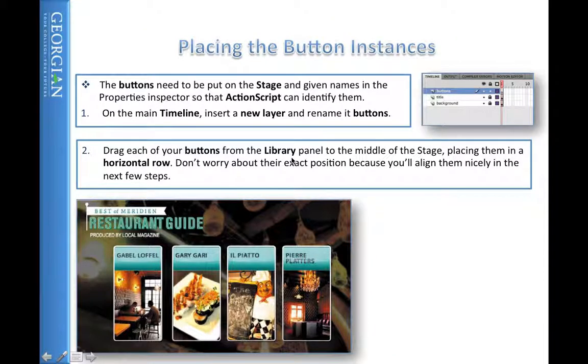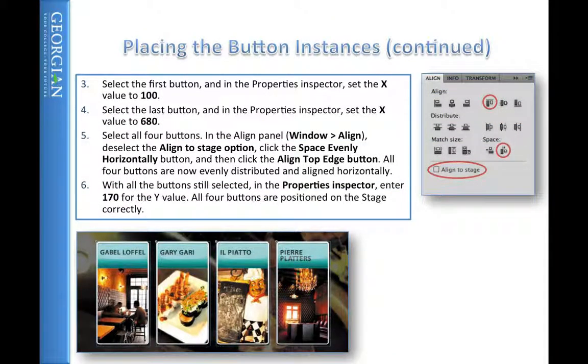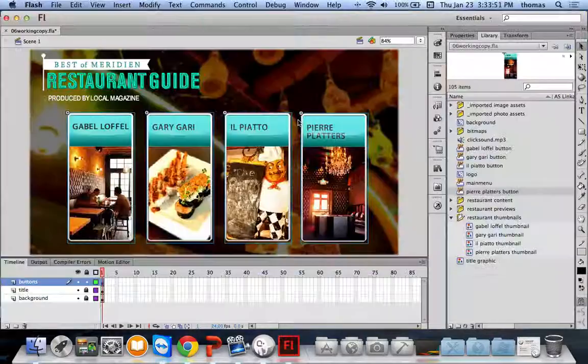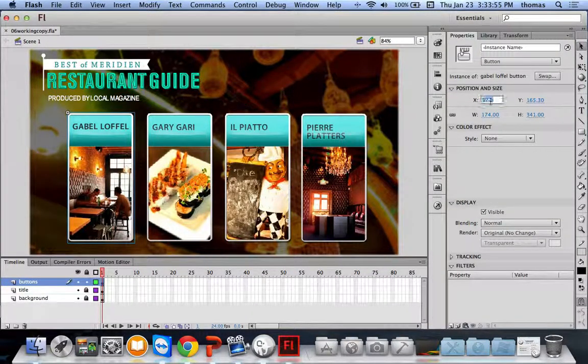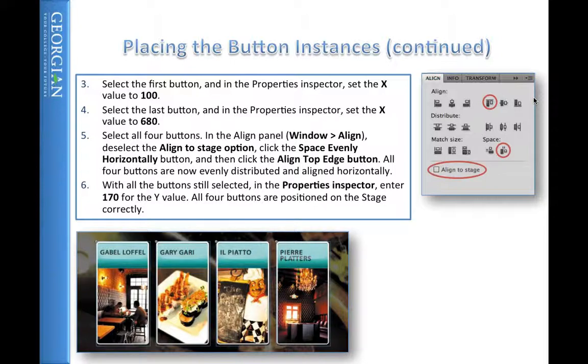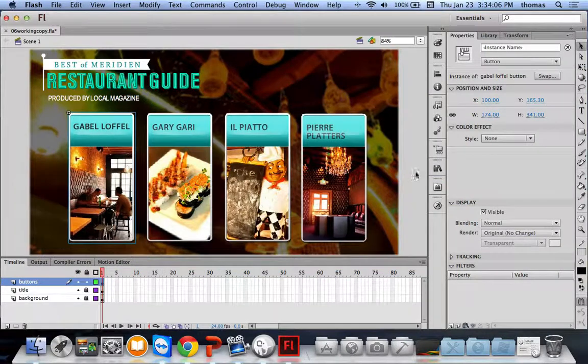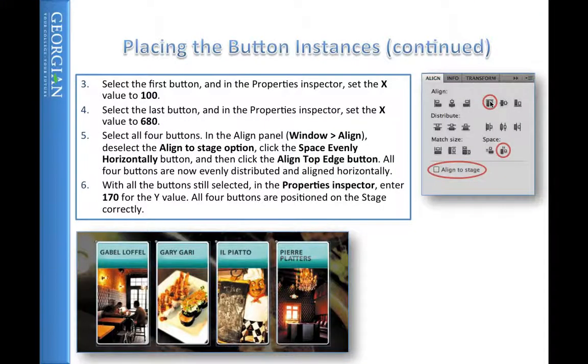So now that I've got them on the stage, I've got to align them. So the first button, the one on the top, on the left, X is going to be 100 and Y is going to be 680. We're going to align everything to that. All right. So first button, X is 100. Y, what did I say? Oh, no, leave X the way it is. The last button is X equal to 680. So almost pretty close. All right, there we are.